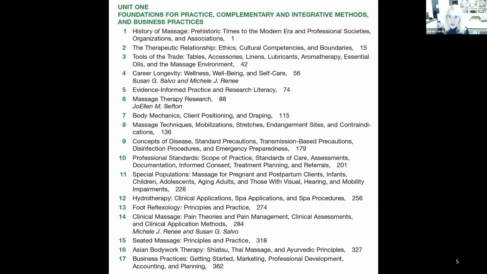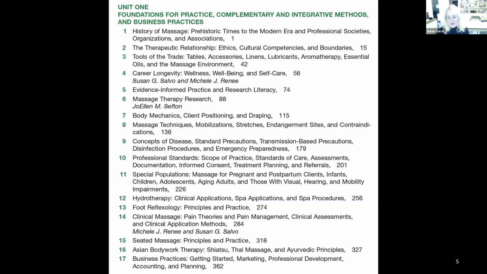Hydrotherapy, again, we do include spa applications here because a lot of massage therapists are getting out of massage school who are going to be working in spas. There is a section on foot reflexology. So I just want you to know, if you're thinking about using this textbook, that even though it's very evidence-based, I still very much honor tradition and the tradition of the profession. And that is going to be strongly in chapter 13 and chapter 16.